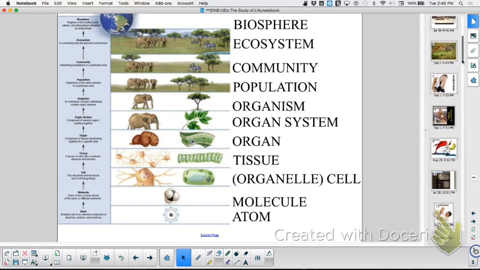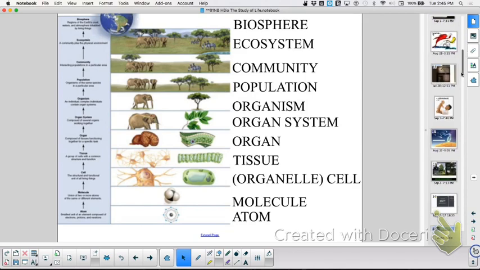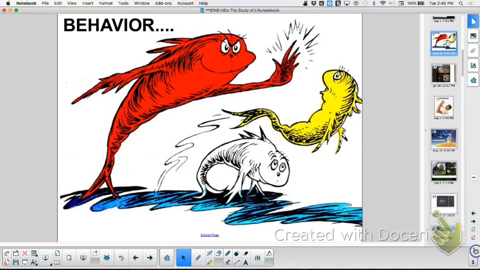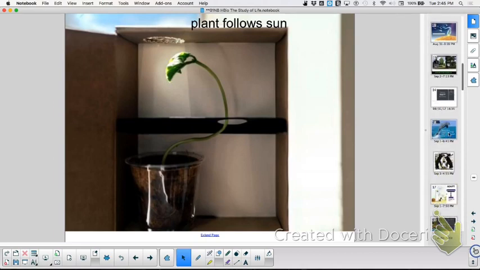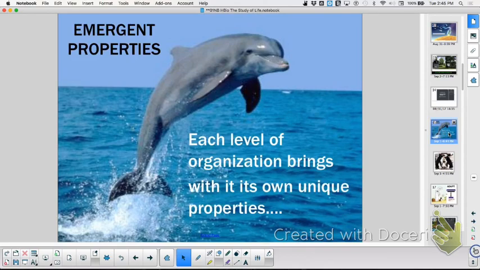Okay, so I gave you a bunch of different examples of that. Responding to stimuli could be behavior. Responding to stimuli could be following the light like a plant does, right? And then we talked about emergent properties, which would mean, right, a multicellular organism can do more than a unicellular. You have different properties. An organ system can do more than an organ. Communities, you have more complexity in communities than you do a single population. Those are called emergent properties as you go up.